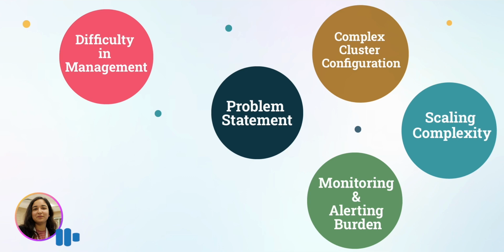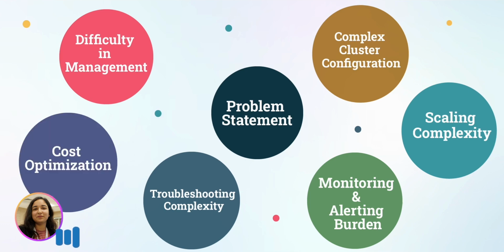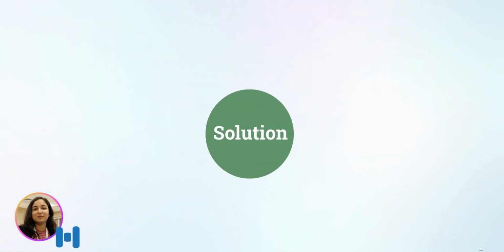Next is monitoring and alerting burdens. Setting up and maintaining monitoring and alerting systems for diverse metrics across multiple clusters can overwhelm teams, leading to missed issues. Next is troubleshooting complexity. Identifying and addressing problems in Kubernetes clusters is challenging, often requiring deep expertise and consuming valuable time. The last one is cost optimization, which is very important. Striking a balance between resource allocation and cost optimization is difficult, as improper resource management can lead to excessive operational costs.